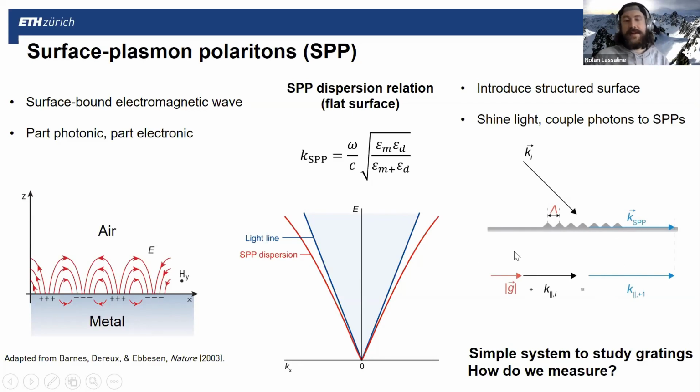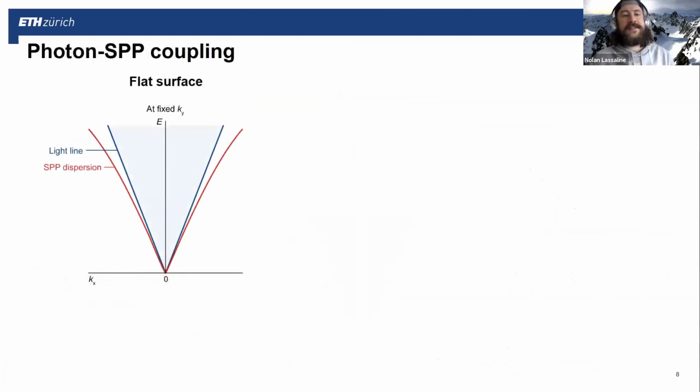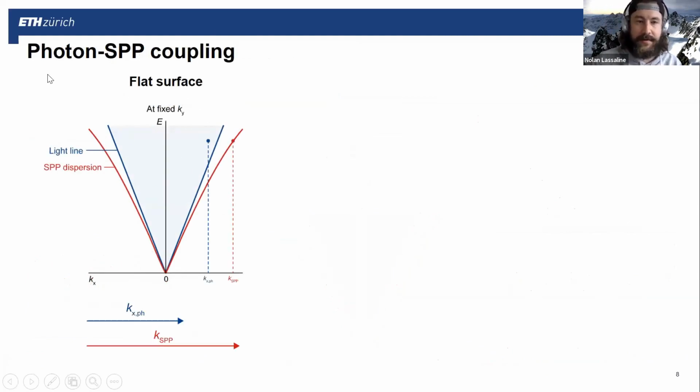And so then the question is, how do we actually measure such a phenomenon, what I showed here? If we look at this dispersion relation, which I had plotted on the previous slide, this is for a flat surface. And the one thing that we immediately notice is that at a particular value of photon energy, these surface plasmon polaritons shown here have a larger value of in-plane momentum than the corresponding photon at the same energy. And what this really means is that these two optical modes have a momentum mismatch between the two, meaning that they are not able to couple to one another.